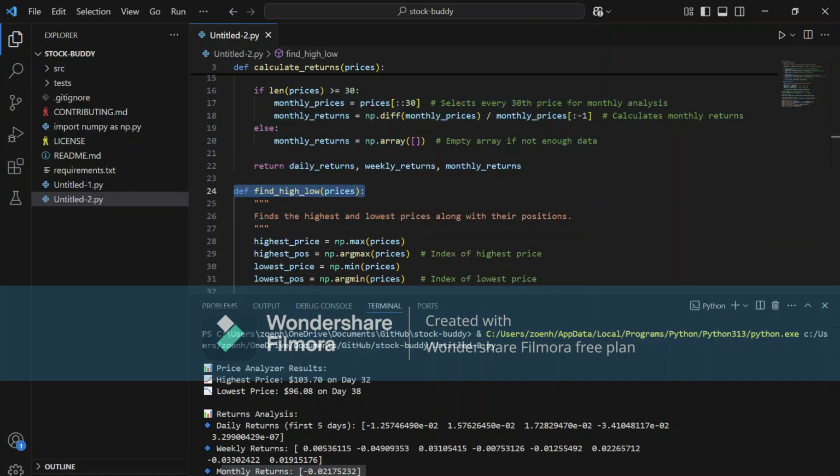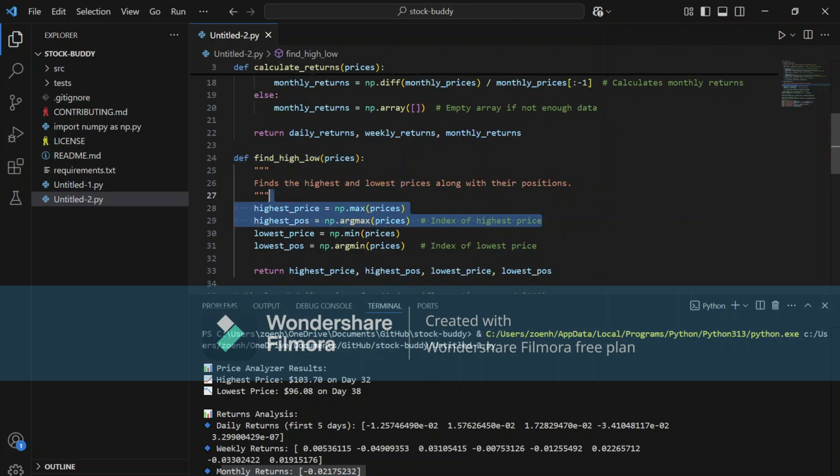So then we want to find our highest and lowest prices. So we have our def find high low. This creates a function that finds the highest and lowest prices and where they happen. So this is finding the highest price with max. An np.argmax finds the position, or the day, of the highest price. And the same thing's going on here with the lowest price.